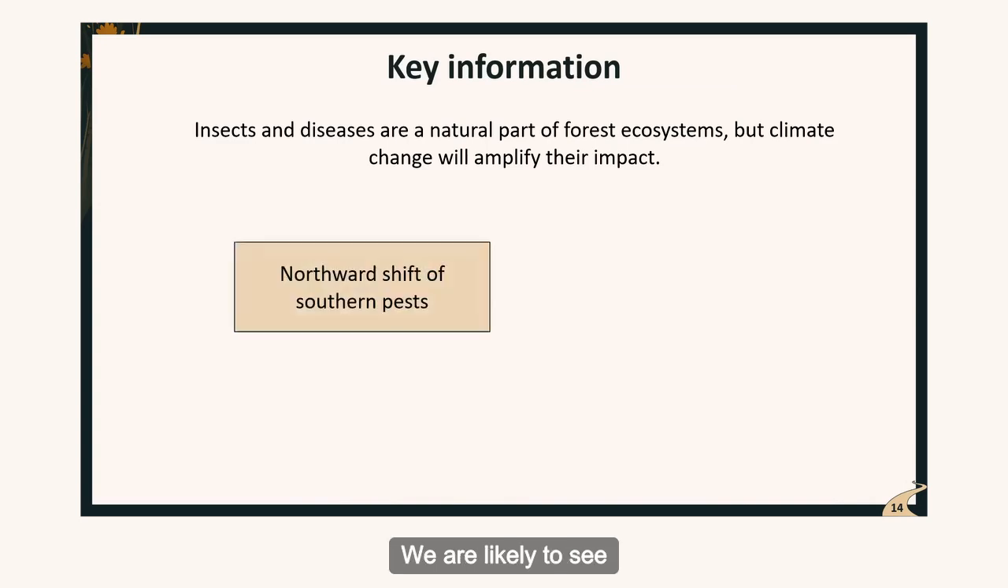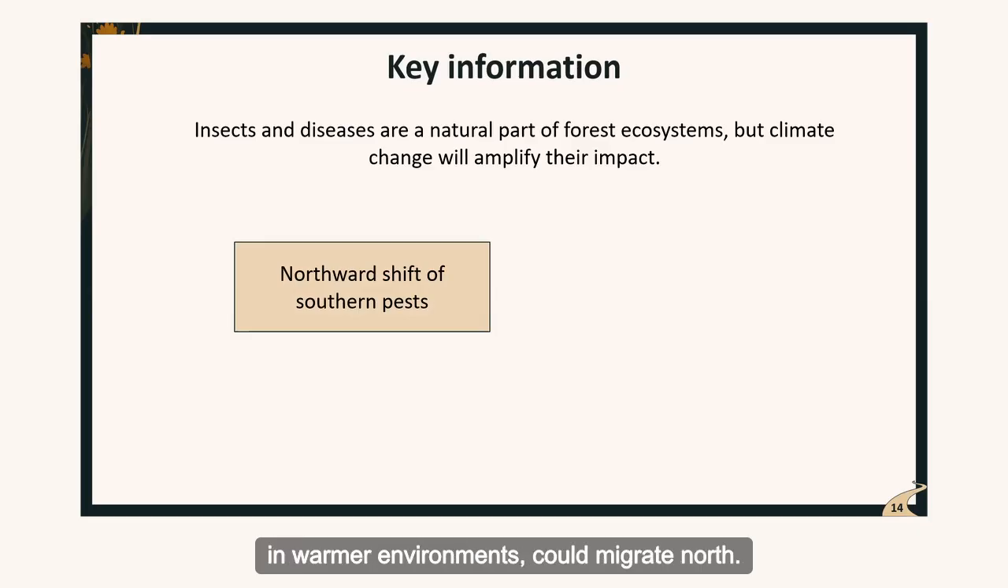We are likely to see a northward shift of southern pests. With global warming, insects that thrive in cooler, wetter environments could see their numbers decline, and insects from southern regions, which thrive in warmer environments, could migrate north.